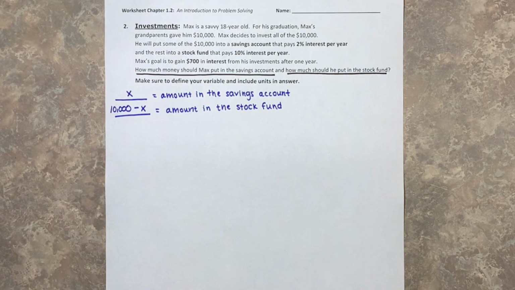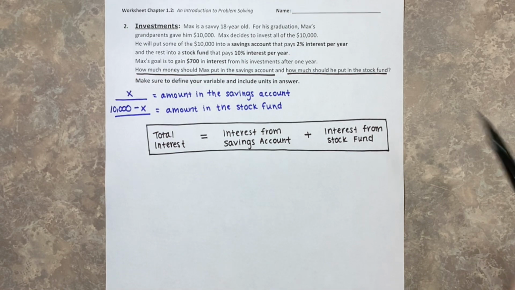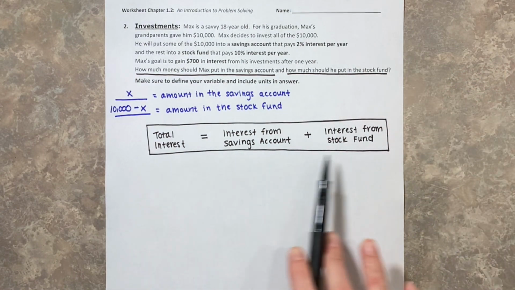Now that we've used our variables to represent our unknowns, the next step, and often the most difficult step, is to come up with an equation to represent our situation. We can use the following equation. The total interest is equal to the interest from the savings account plus the interest from the stock fund. Okay, so let's use the information given in the problem to fill in this equation.